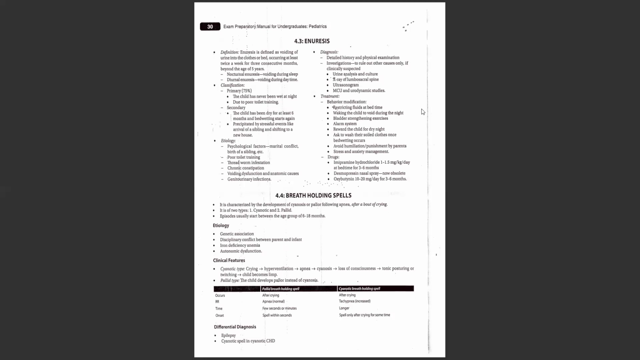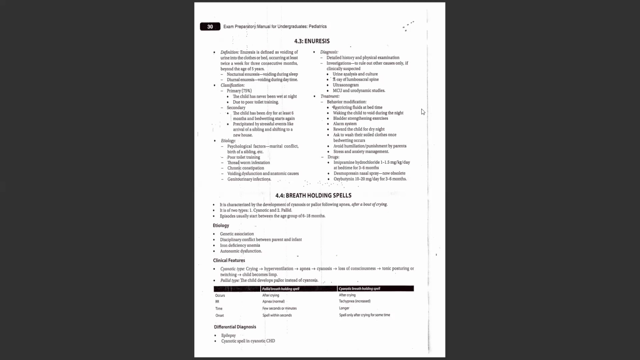There is a classification for enuresis: primary and secondary. Primary contributes to 75% of the cases, and the child has never been wet at night. It is due to poor toilet training. In secondary enuresis, the child has been dry for at least 6 months and bedwetting starts again, precipitated by stressful events like the arrival of a sibling or shifting to a new house.